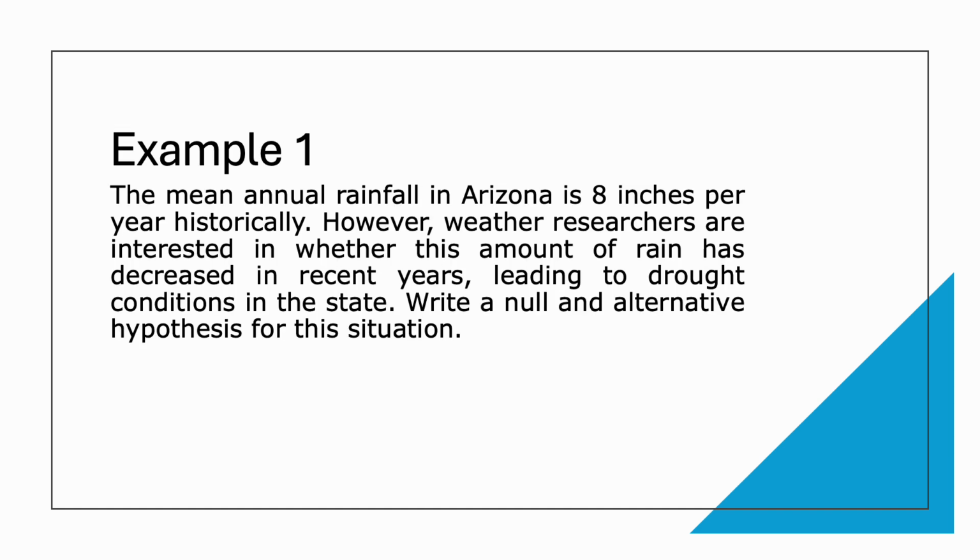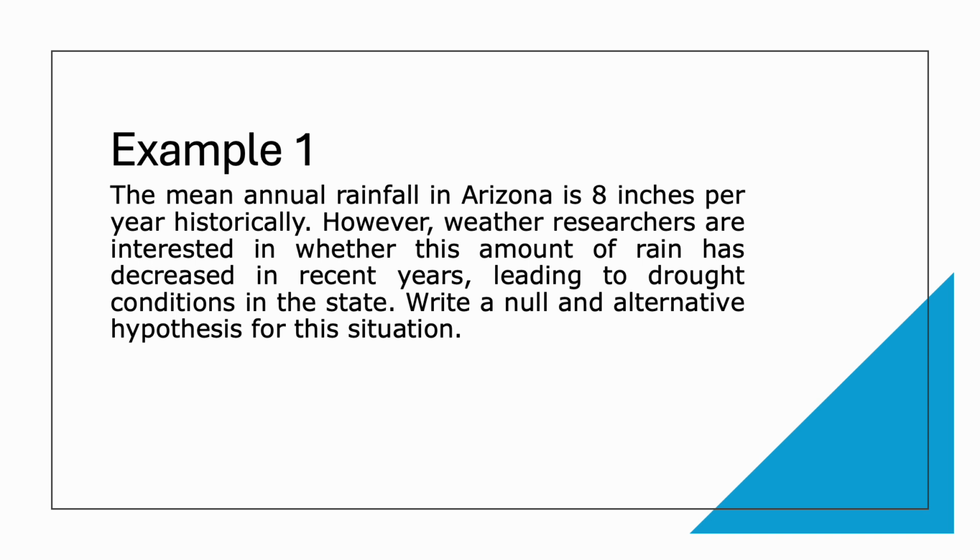So let's look at an example. The mean annual rainfall in Arizona is 8 inches per year historically. However, weather researchers are interested in whether this amount of rain has decreased in recent years, leading to drought conditions in the state. Write a null and alternative hypothesis for this situation.